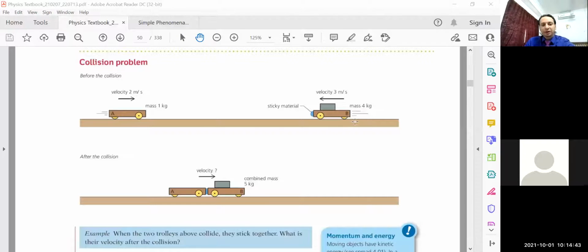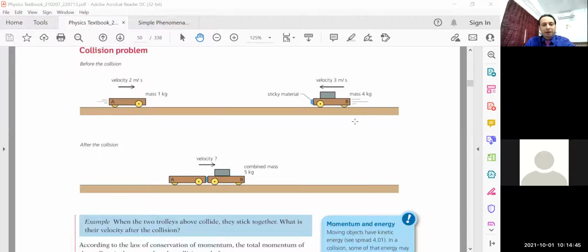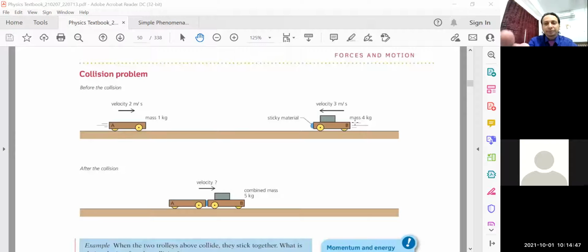So look at this picture, children, and what we have given in this question. Collision problem. Before the collision, it is given that object A is moving with some velocity and has some mass, and the second object is having mass 4 kilogram moving with some velocity.